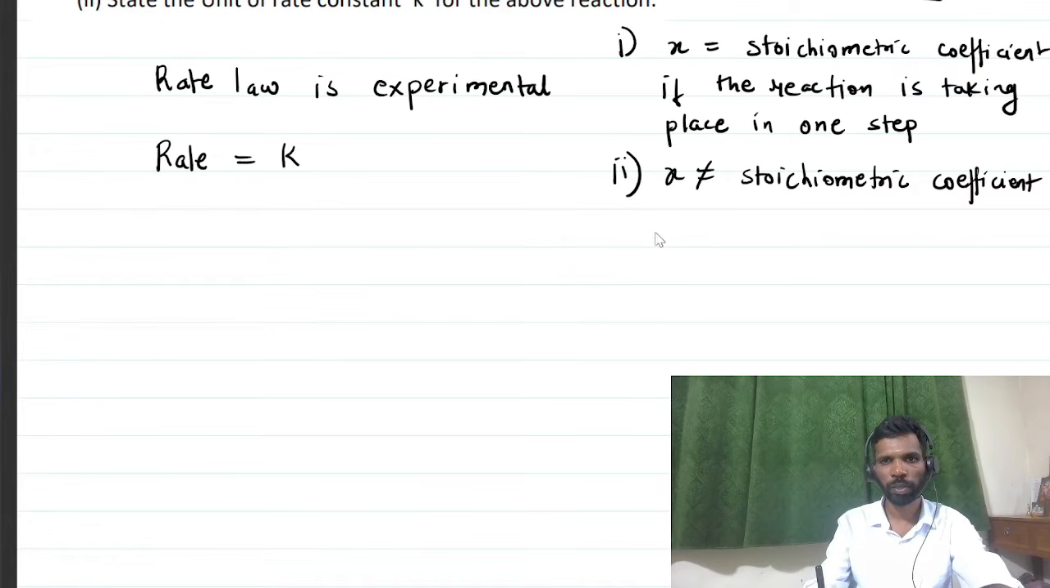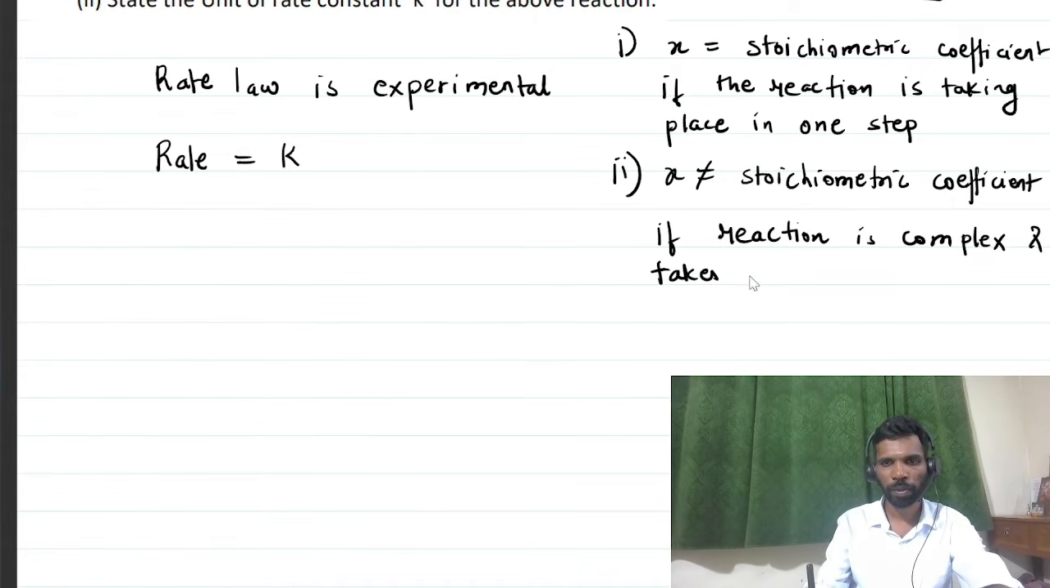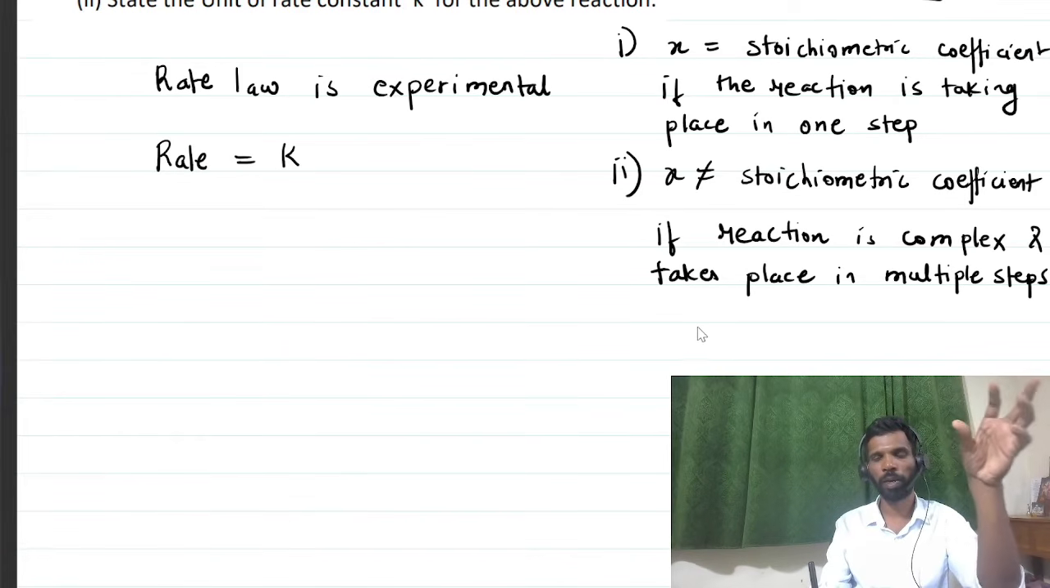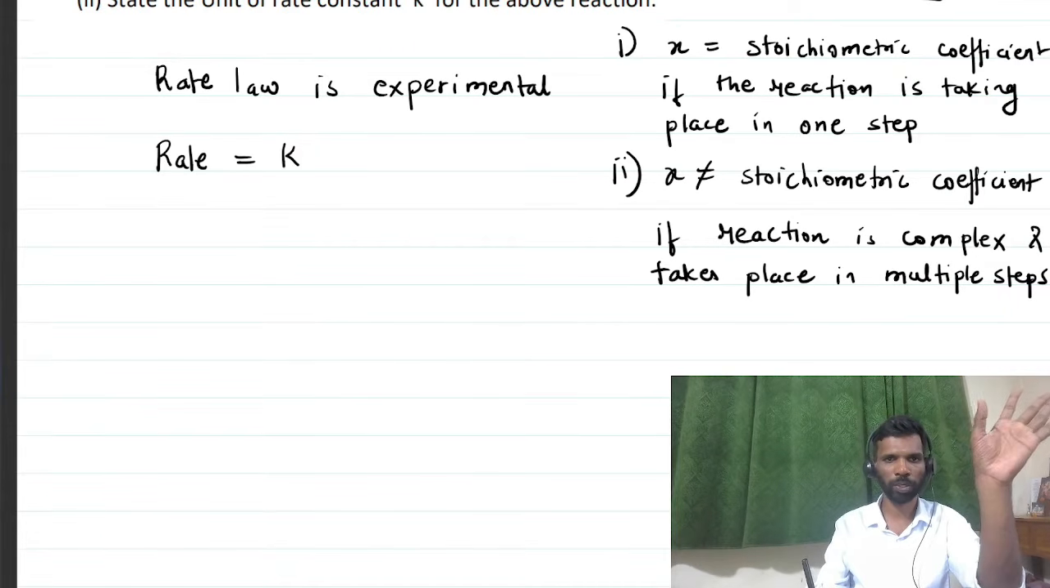If the reaction is complex and takes place in multiple steps, here the power, the order in the rate law expression, is equal to the stoichiometric coefficient of the slowest step, right?